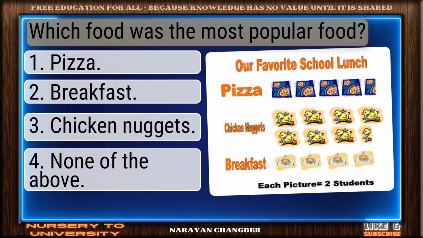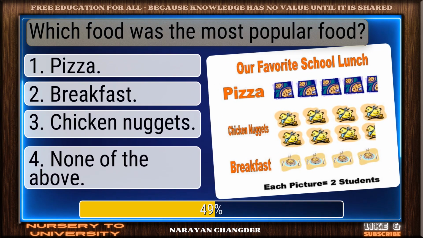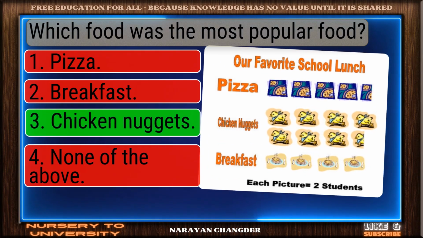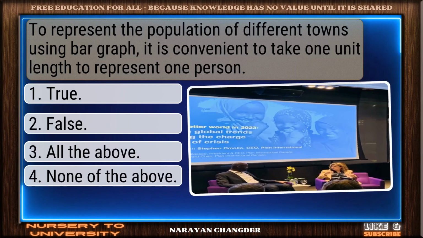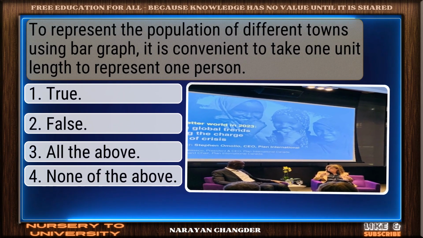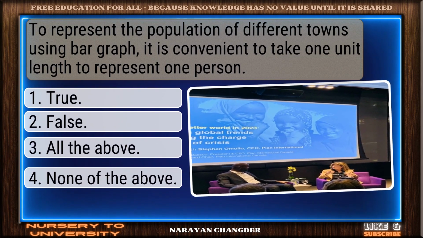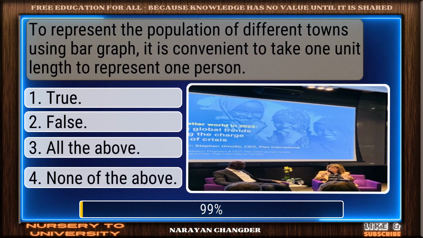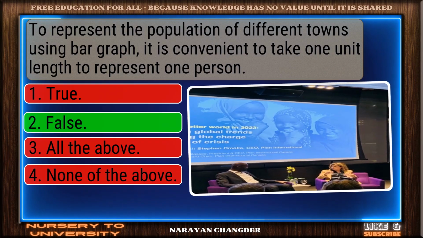Which food was the most popular food? Right choice. Chicken nuggets is the best answer. To represent the population of different towns using bar graph, it is convenient to take 1 unit length to represent one person. Bravo. False is the answer.